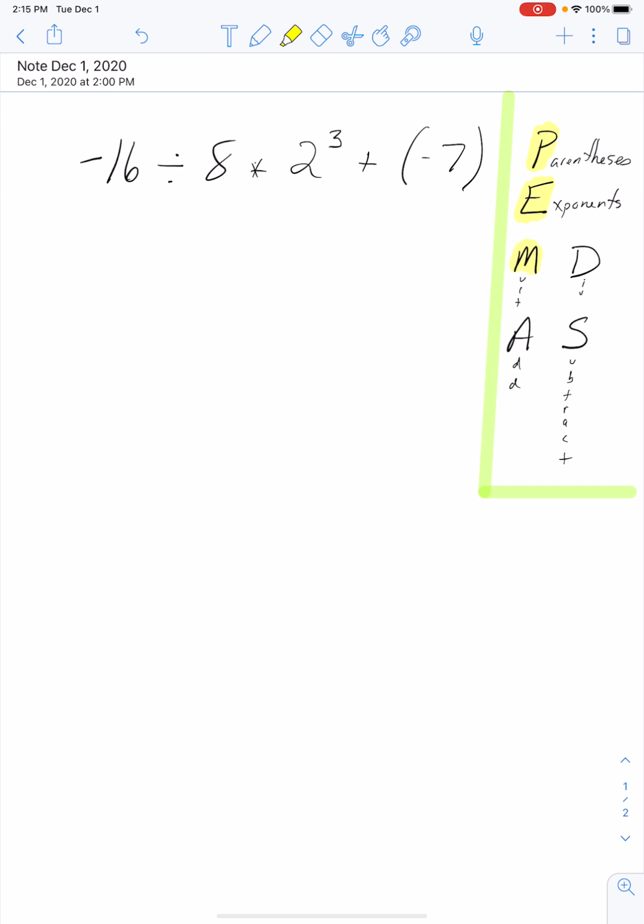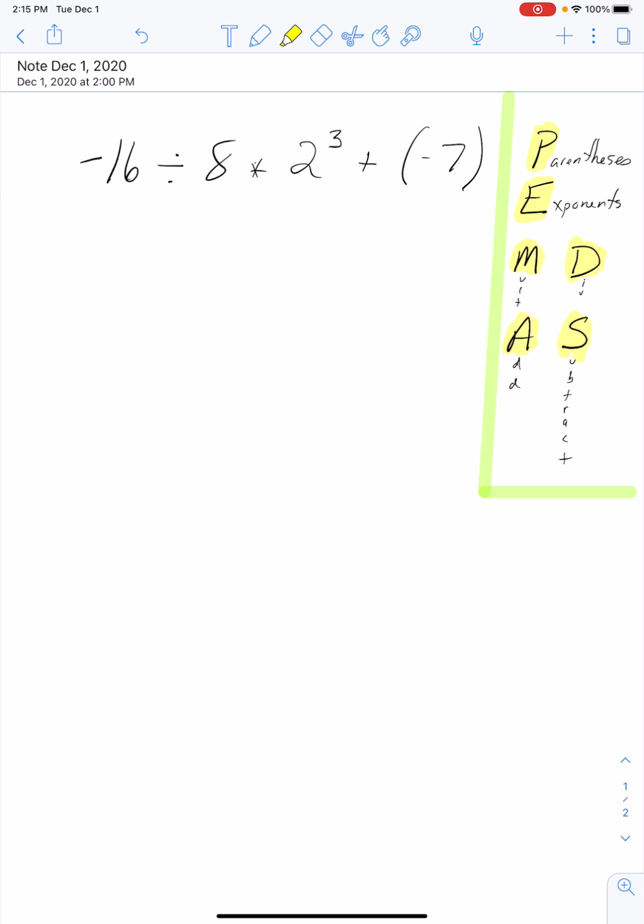And then the M and the D for multiplication and division, they actually have the same power. So when we have problems with multiplication and division in them, we work from left to right. So once we get down to that step, we just go from left to right. And then the last two letters, the A and the S, also have the same power for add and subtract. So again, we go left to right on those.